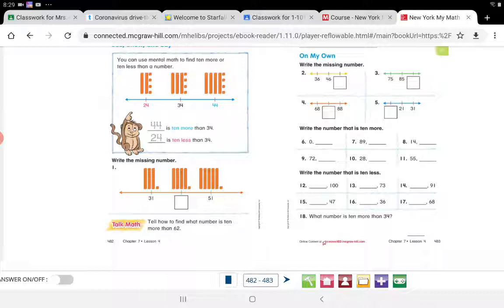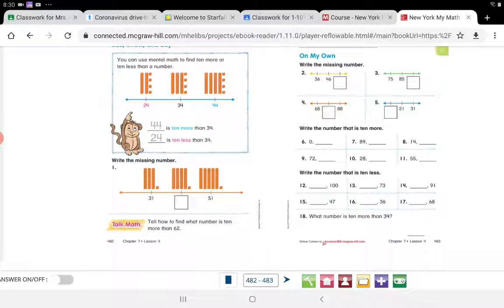So now you're going to do the rest on your own using the 10 rods for number 1. And when you go to page 483 for on my own, you're going to use the number line to help you write the missing number for questions 2 through 5. And then for questions 6 through 11, you're going to write the number that is 10 more. And for questions 12 through 17, you're going to write the number that is 10 less than the number presented.